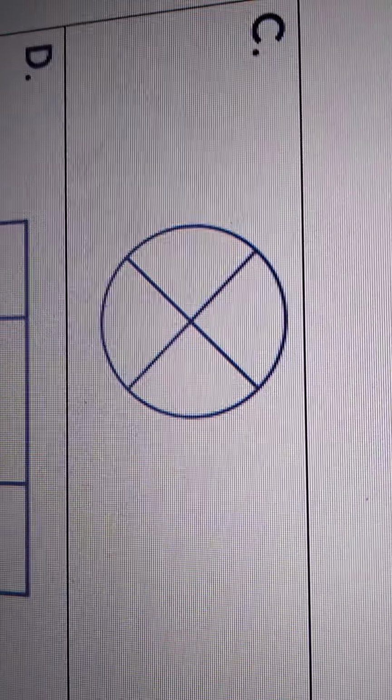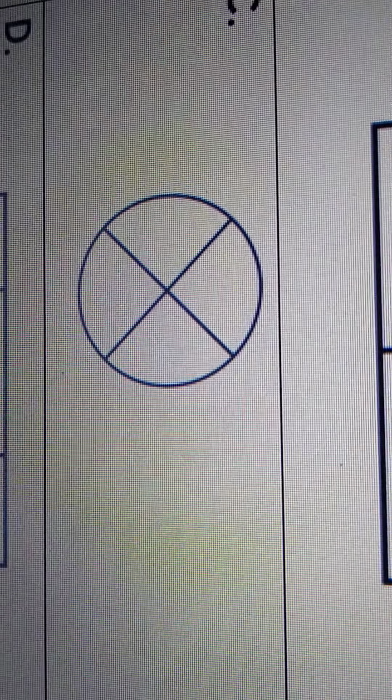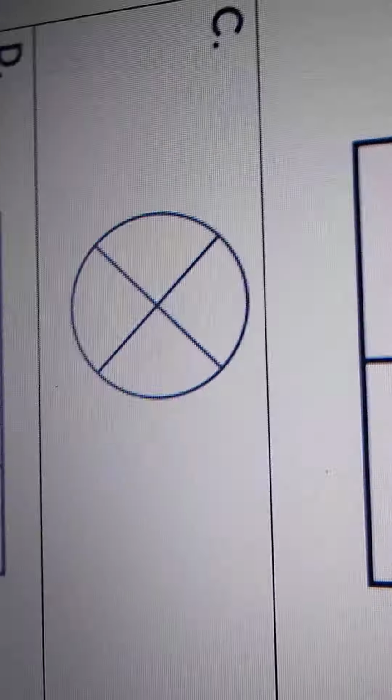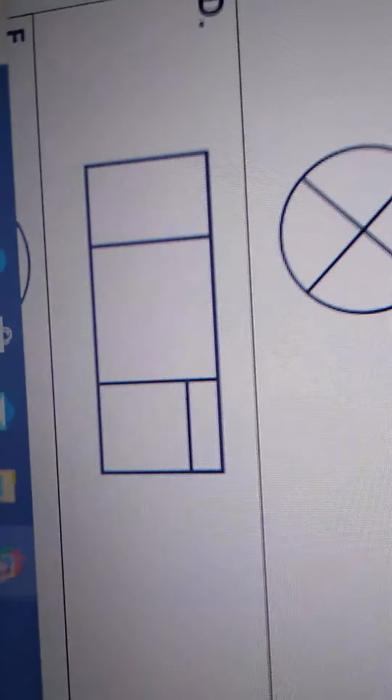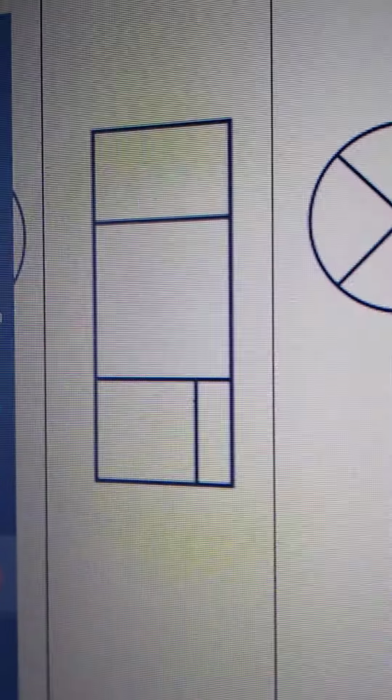Is this shape in 4 equal parts? Are they all the same size? Yes, even though it's turned that way, it's still equal. So you would circle it. Ooh, are these parts all equal? The same? No, look how tiny that rectangle is at the top. Those parts are not equal, so you would not circle that one.